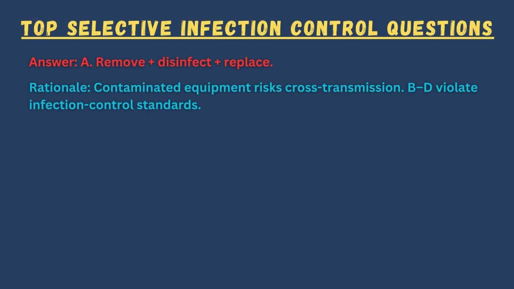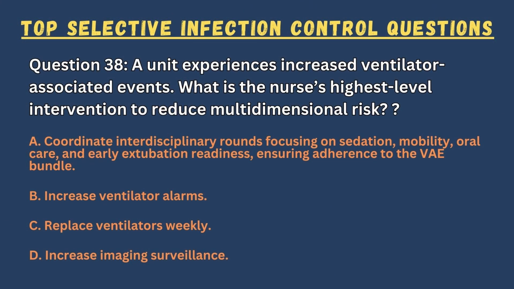Answer. A. Remove plus disinfect plus replace. Rationale. Contaminated equipment risks cross-transmission. B. Violates infection control standards. Question 38. A unit experiences increased ventilator-associated events. What is the nurse's highest level intervention to reduce multidimensional risk?